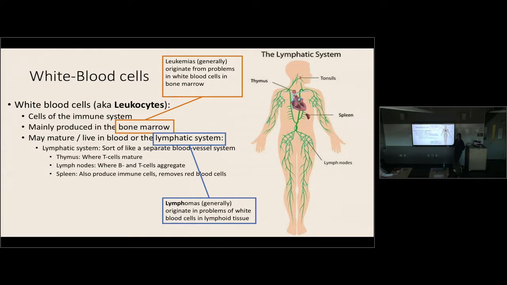So they can be the same cells, white blood cells, with a similar problem in terms of there being too many of them, too little of them, or something along those lines. But a blood cancer affecting a white blood cell population that is either in the bone marrow or in the lymphatic system, that's the main differentiation between leukemia and lymphoma. Does that make sense? Okay.